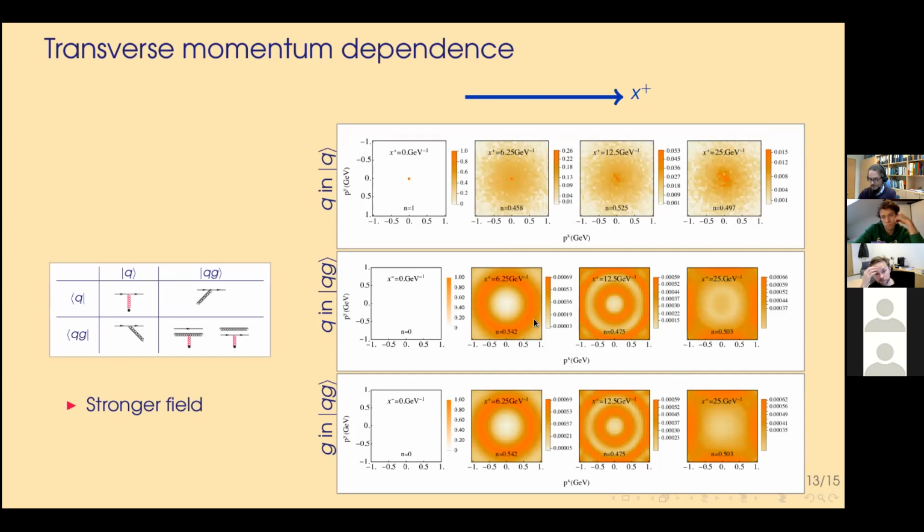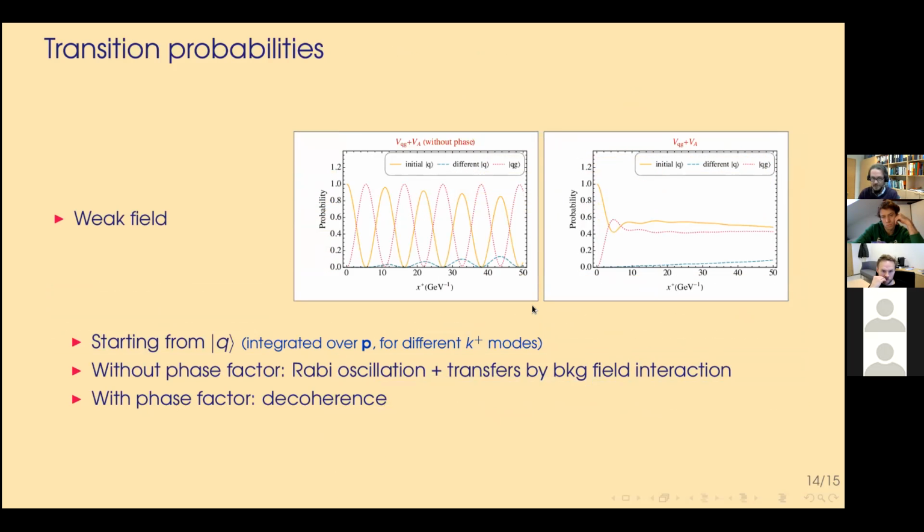Again, you can plot what you want. There's a million things you could plot. This is just some choice that we made.